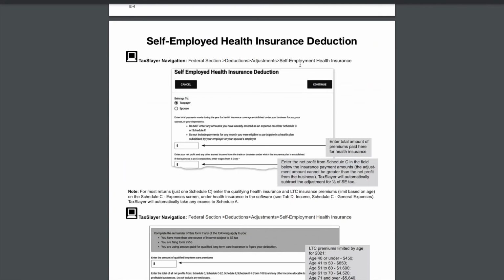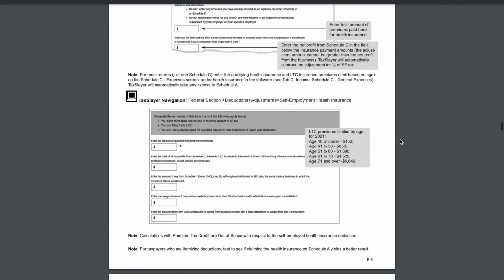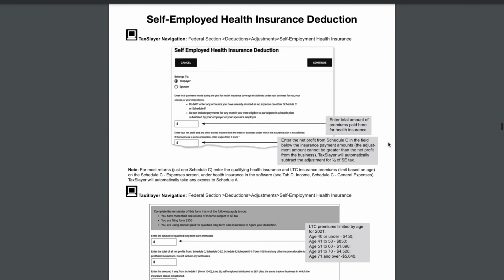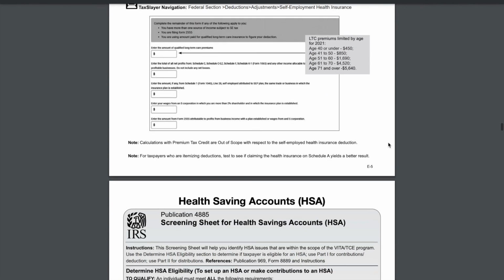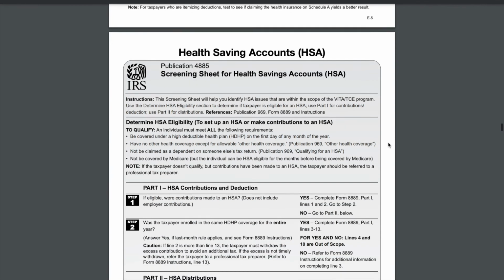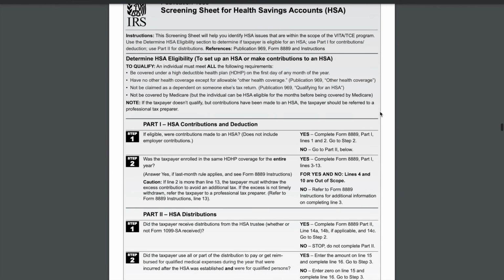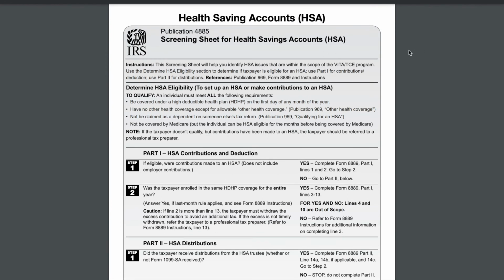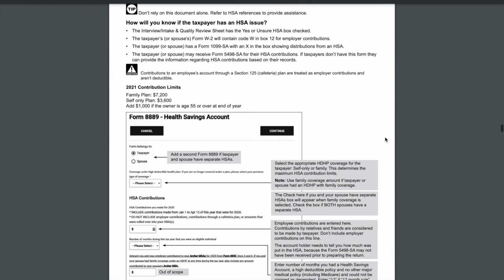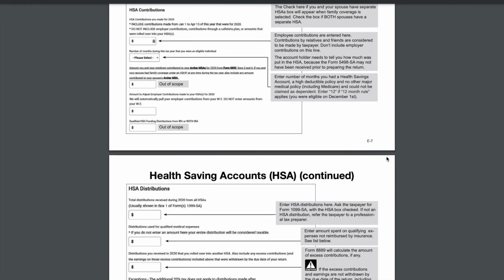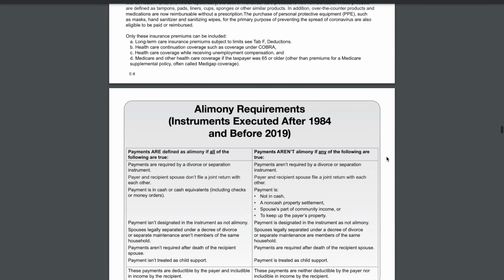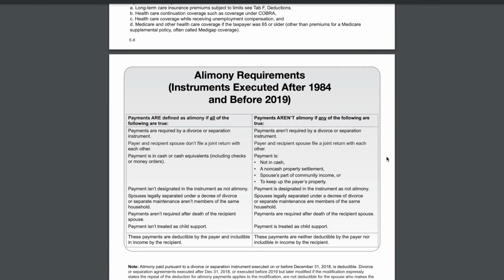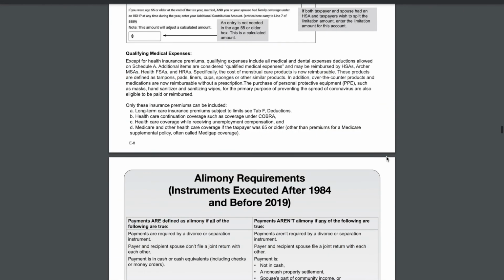So here, self-employed health insurance deduction. This is something we talked about in the lecture as well, and something that you should be paying attention to if there's a self-employed individual who paid for their own health insurance. So here, this is another one of those sort of interview scripts in a way that you can talk to the taxpayer with regard to their HSA accounts. And so that can be a very useful tool for you as well. So HSA accounts, E6, E7. Moving on to E8, where it talks about how you in fact can actually enter those into TaxSlayer.